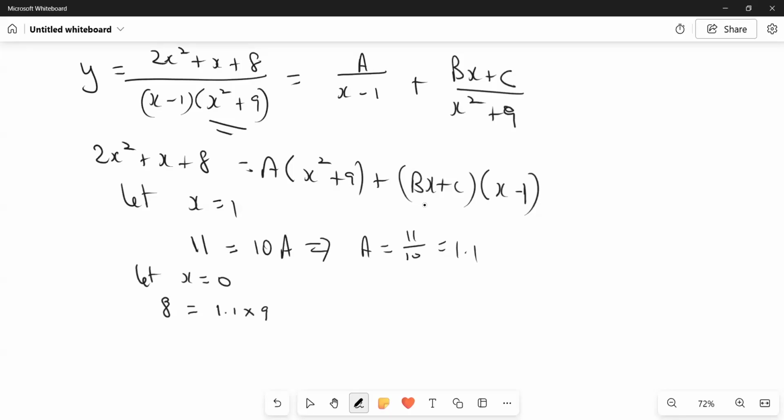So what is going to happen there? This B is going to be gone, right? So you have plus C times minus 1. See if that's correct. This is gone. X is 0, so this is gone with that B. So you're left with C times minus 1. So this implies that C equals what?